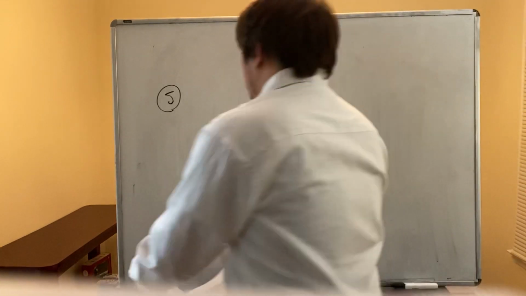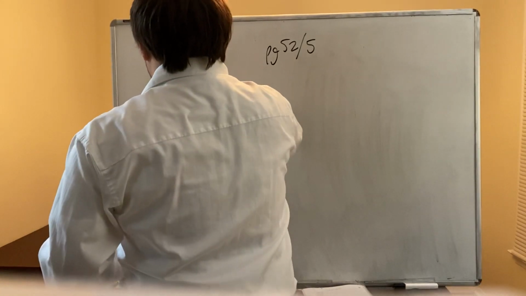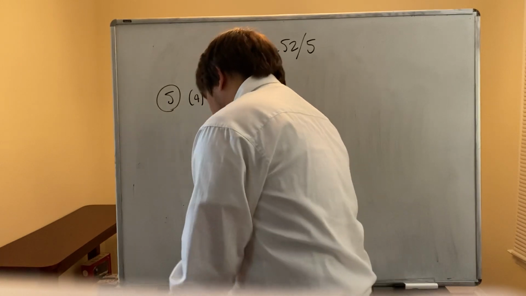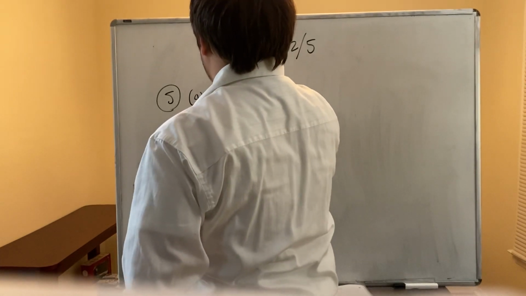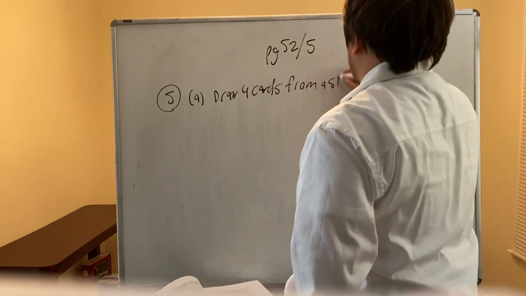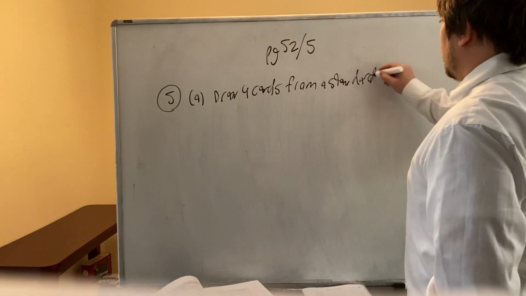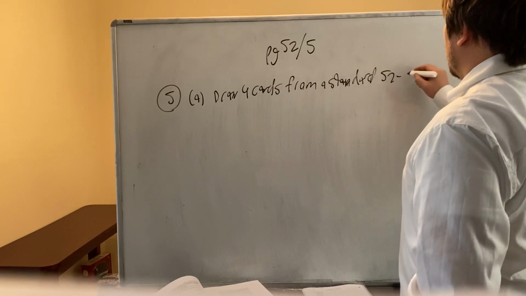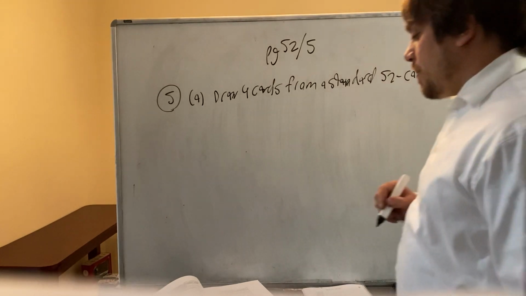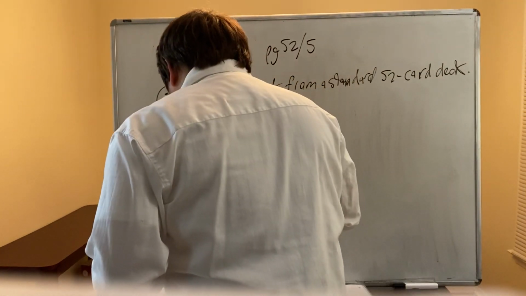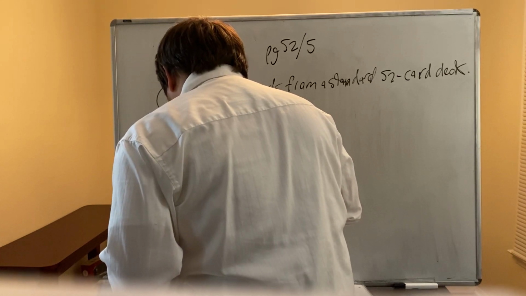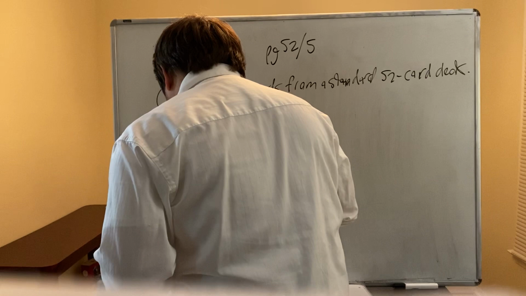So for part A, we just draw 4 cards from a standard 52 card deck. For part A, find the probability of drawing ace, king, queen, and jack of spades, in that order, in experiment A.